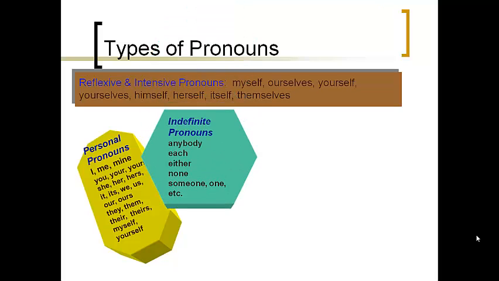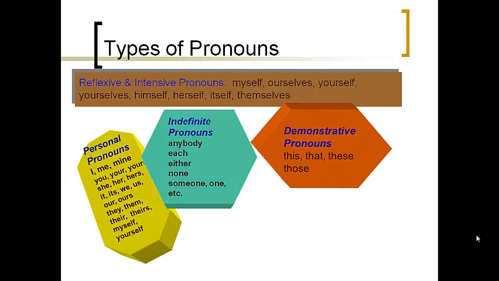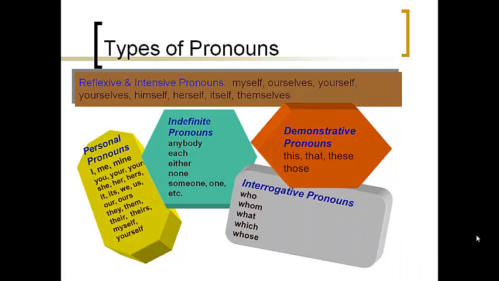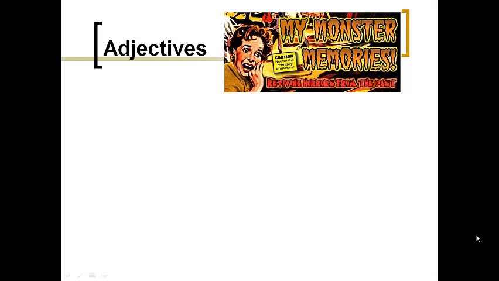Then you have indefinite pronouns, words that don't indicate a specific amount, like anybody, each, either, none, someone, one. Then you have demonstrative pronouns: this, that, these, and those. And those are always your demonstrative pronouns. And interrogative pronouns, of course, ask questions: who, whom, what, which, whose. And then finally we come to adjectives.